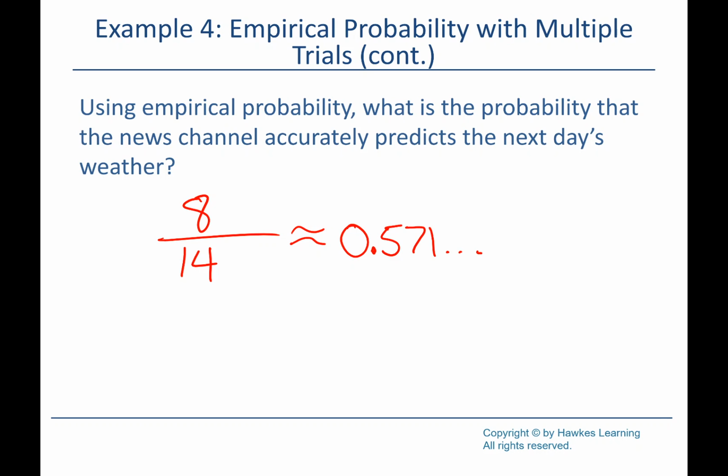So we could give our answer as a decimal, but usually something like this, it would make more sense to think about it as a percentage. So if we move our decimal place 2 places to change it to a percentage, that would be about 57.1%. How accurate they were. So using empirical probability, we would say the probability that we get the next day's weather is about 57%.